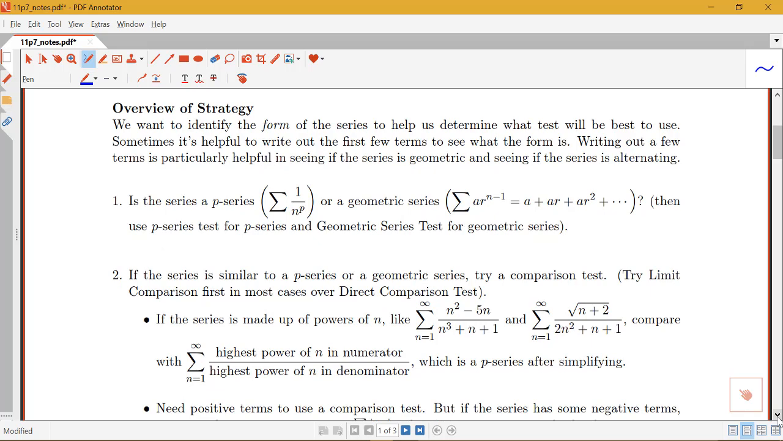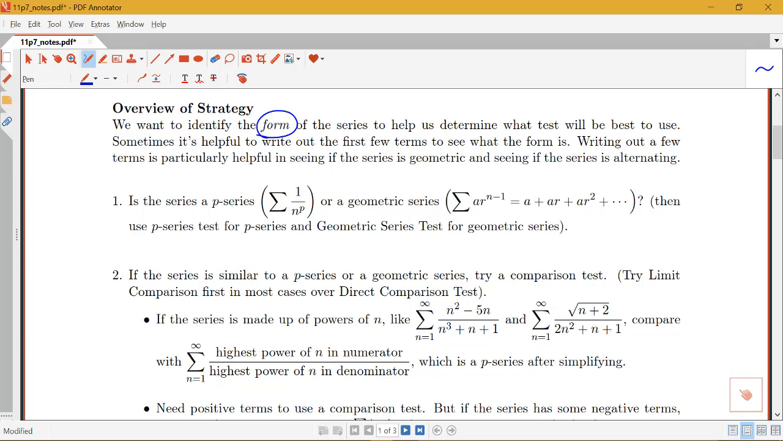So our goal, sort of like when we were determining the appropriate integration technique to use back when we were talking about different integration techniques, is to think about the form of the series that we have, because there's certain forms in which a particular type of test will be most useful.